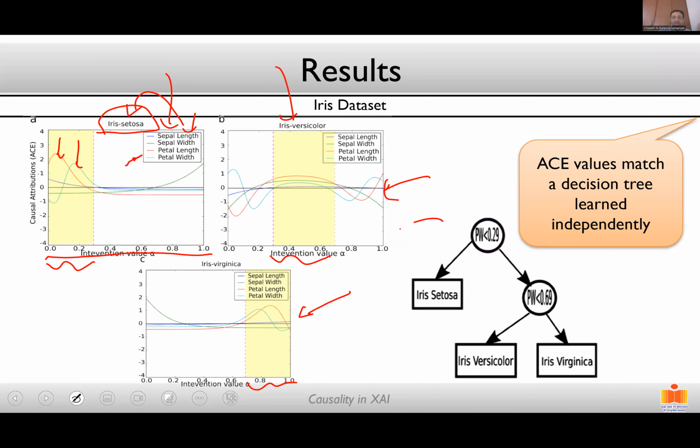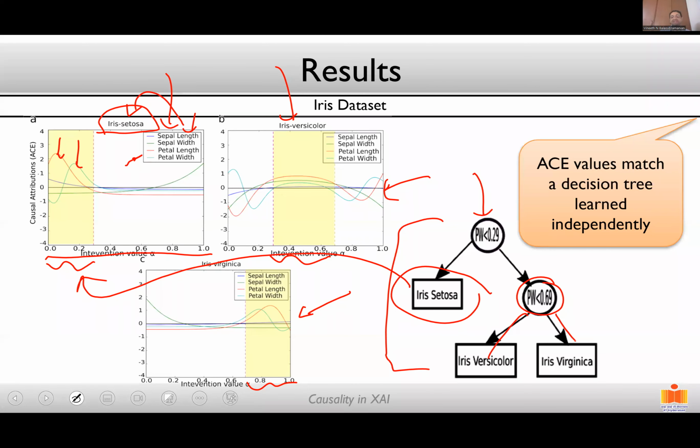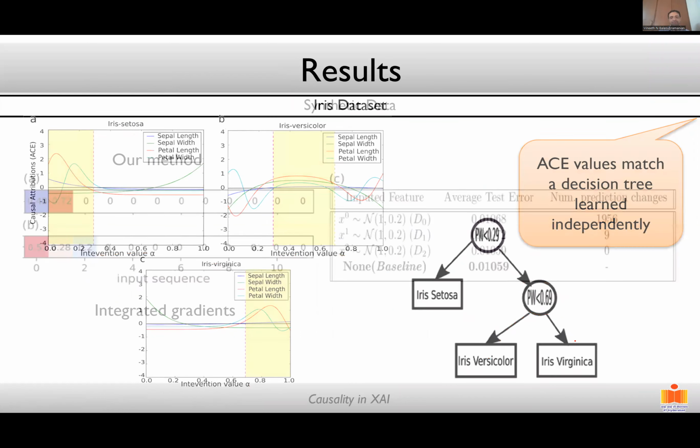Now, when you actually build a decision tree independently on the same data, we notice that a very similar pattern emerges in the decision tree also, right? When petal width is less than 0.29, the decision tree says Iris setosa class, which resembles the causal effect that we actually get in the first graph here, and so on and so forth for the Iris versicolor class and the Iris virginica class. Okay, so this is a validation of the causal effect being useful in practice, as validated by a decision tree that we independently built.